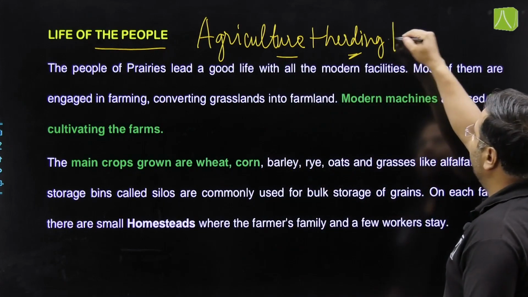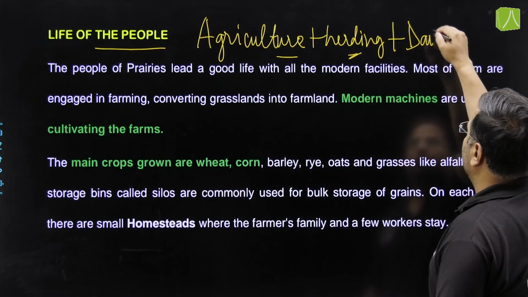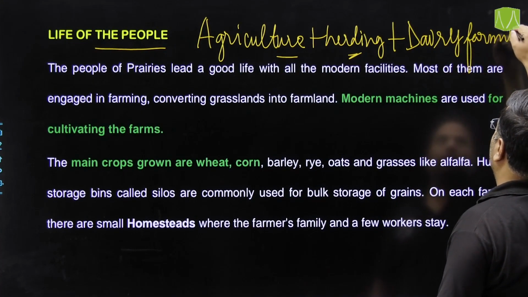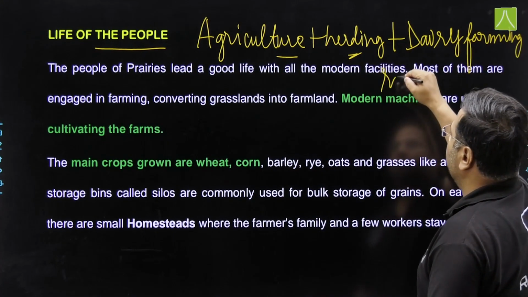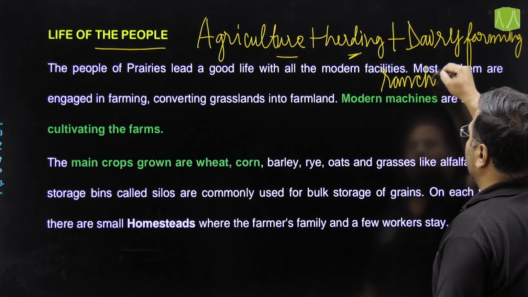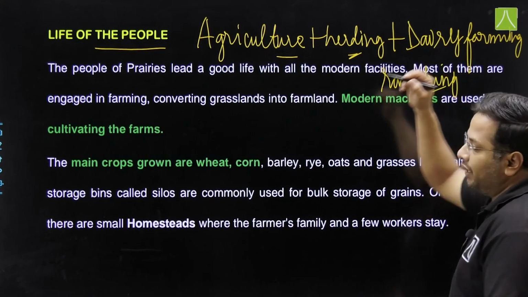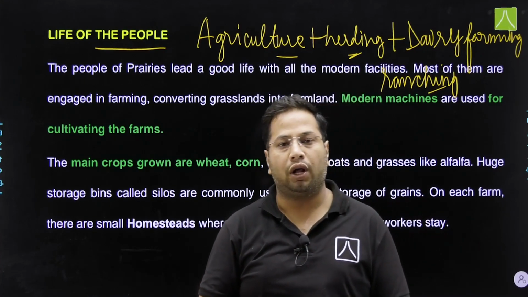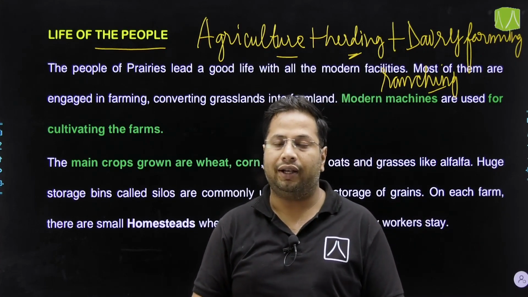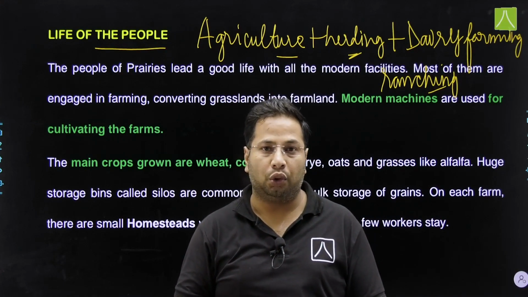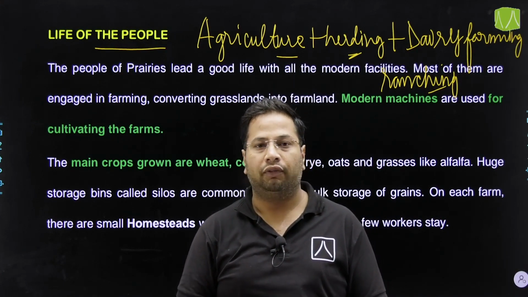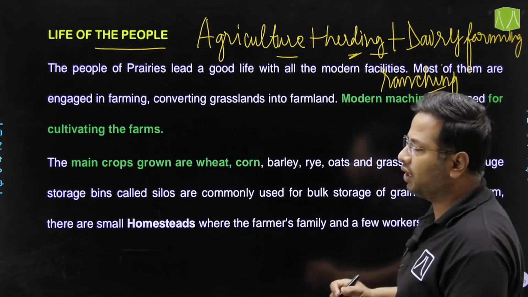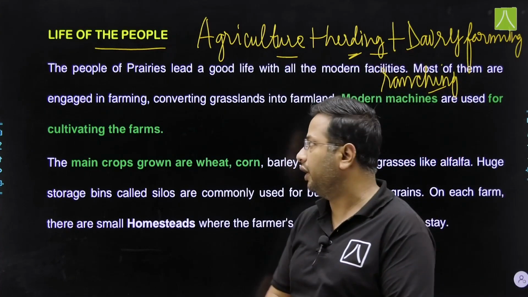Then dairy farming, or ranching, that is growing or taking care of animals, and when they are grown up they are sold. Then taking care of those animals, domesticating those animals which are milk giving animals, is called dairy farming. So these are the activities which are done on a large scale here.